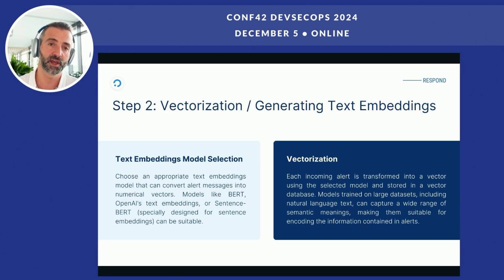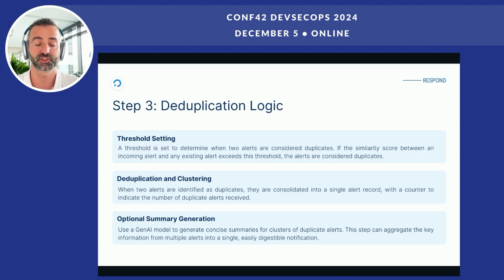And then once we transform the alerts into vectors, we store them in a vector DB. This is of course optional, but storing them in a vector DB is more efficient because vector databases are optimized for storing and, more importantly, managing vectors and querying vectors. And one operation we're going to use is calculating the distance between vectors, which will represent our deduplication logic.